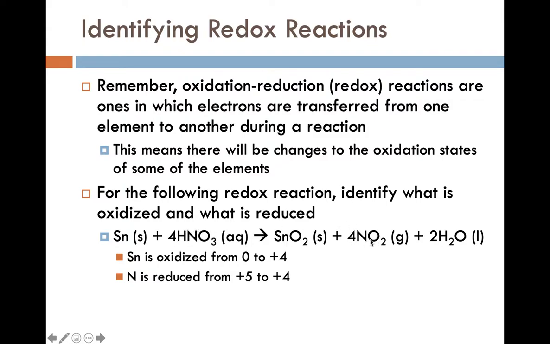On the product side, NO2, nitrogen, just like in SnO2, nitrogen is now +4 for an oxidation state. So its oxidation state actually went down, which means it gained the electron in this process. So the tin is being oxidized, the nitrogen as an element is what's being reduced.